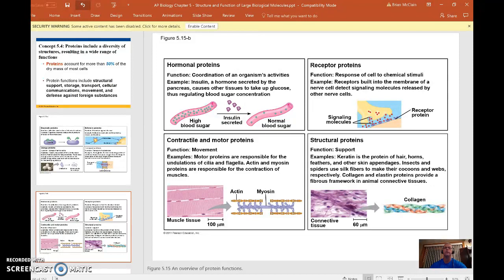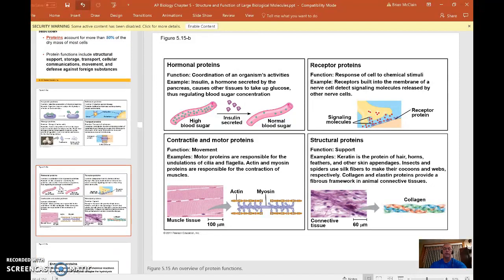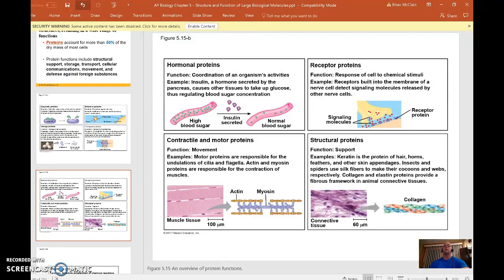communication through hormones, receptor surface proteins, muscles, we usually think of actin and myosin and motor proteins, structural things such as our collagen, things that make our connective tissue. So really, there's a significant number of structures and functions that are really dependent upon proteins.